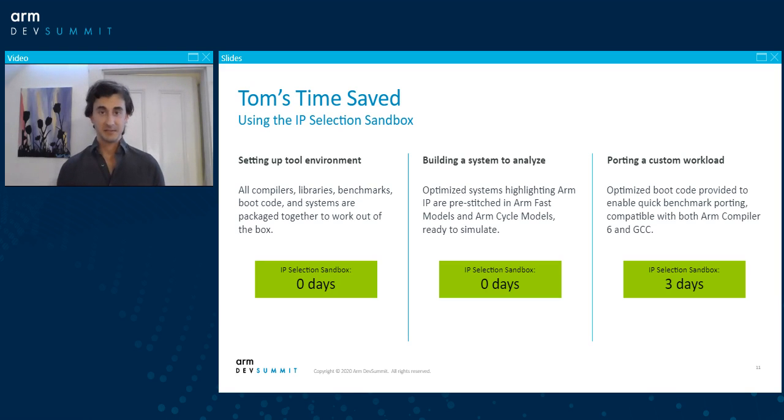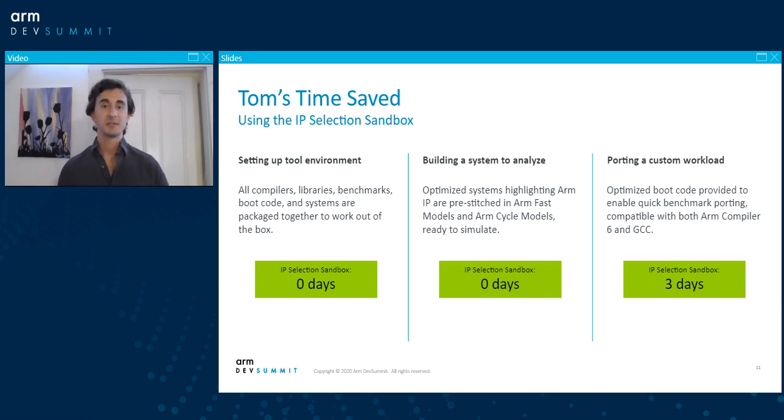And then it's the system. Instead of having to build his own custom system, learning how to work with models, fighting Verilog code to stitch it together, he's provided with an optimized system, pre-stitched as a fast model and cycle model system, ready to simulate out of the box, going from saving months to 0 days.